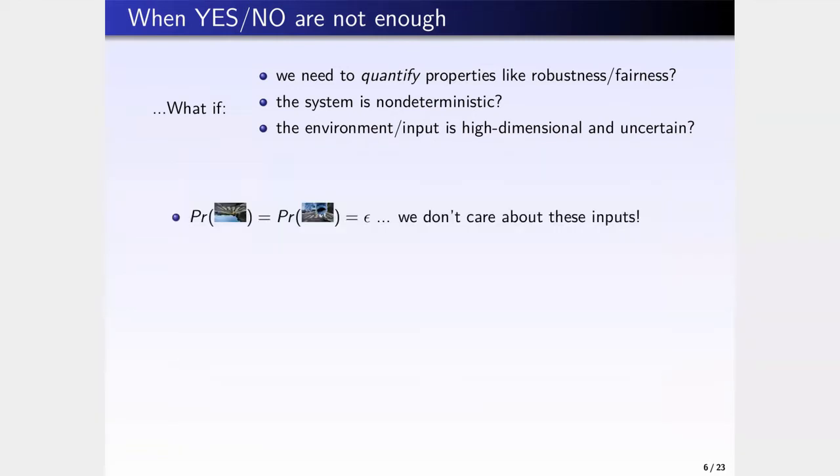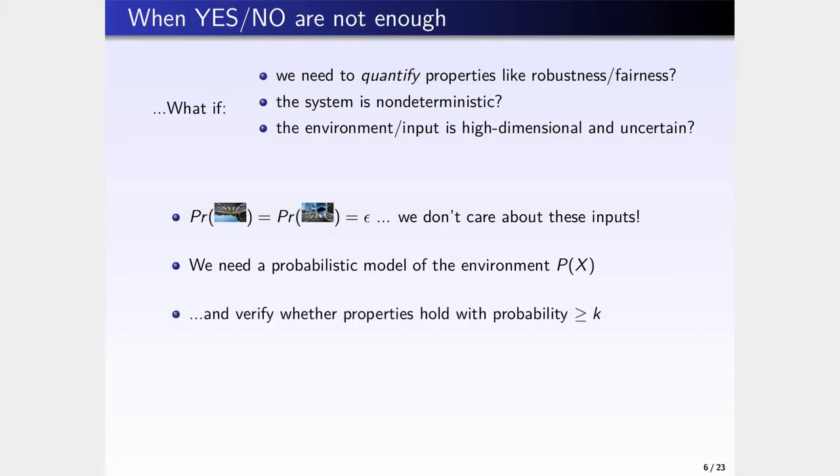The bottom line here is that there are some inputs that have such a low probability that we don't really care about those, right? That means that we need somehow to have a probabilistic model of the environment, the input of my system, and then we want to verify whether some properties hold or not with a certain probability. And this is called probabilistic formal verification.